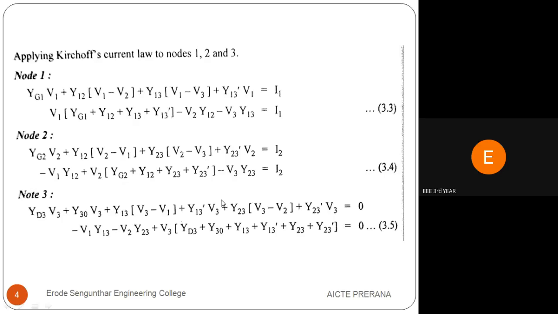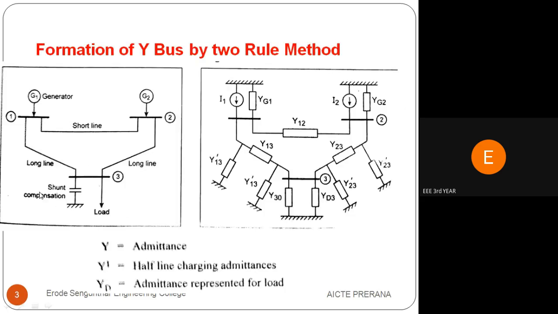Again, we have to consider node 3. Here the spelling is node. Consider node 3. In this, how many elements are there? There are 1, 2, 3, 4, 5, 6 elements. We have to consider 6 admittances.